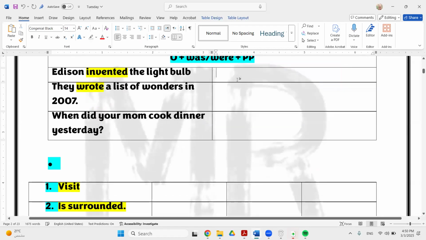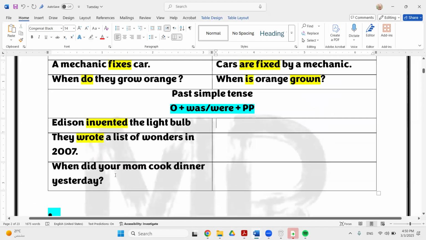The past simple tense في passive form في active form زي ما انت عارف بنستخدم ed. Edison invented the light bulb. طبعا في some verbs are irregular like wrote: they wrote a list of wonders in 2007. في ال questions بنستخدم did: when did your mom cook dinner? Okay. طيب في الباسيف احنا برضو هنستخدم نفس الترتيب، هنبدأ بالobject، بعد كده بدل ما نستخدم am و is و are هنستخدم was and were زي ما قلت لك. مفيش فرح من غير عريس وعروسة، مفيش passive form من غير verb to be والpast participle من المين verb.